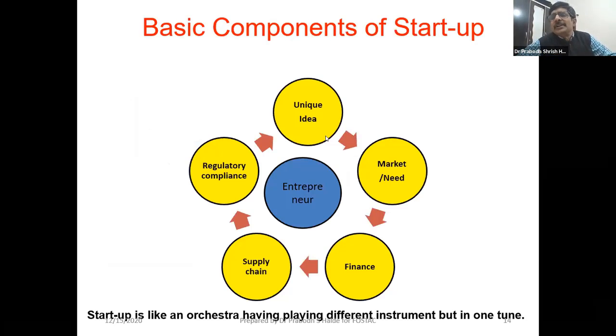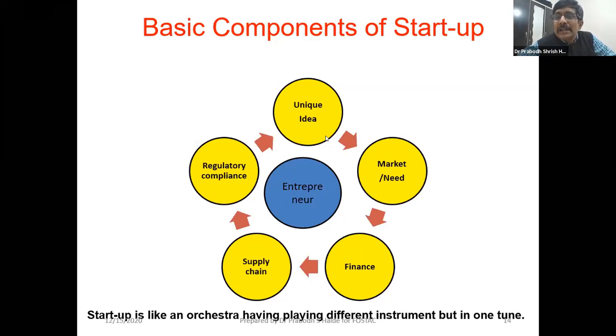What are the components of a startup? There are 5 components of a startup. First, you need to have a unique idea. Is there any definition of a unique idea? No. There has to be an idea which is relevant to the market. Need, market need. There has to be need. Then finance, because finance is like oxygen. Supply chain, which includes quality, production, distribution, and regulatory compliance. That product should be legally allowed in the Indian market. These are the startup ecosystem requirements. And the person who does this is the entrepreneur.